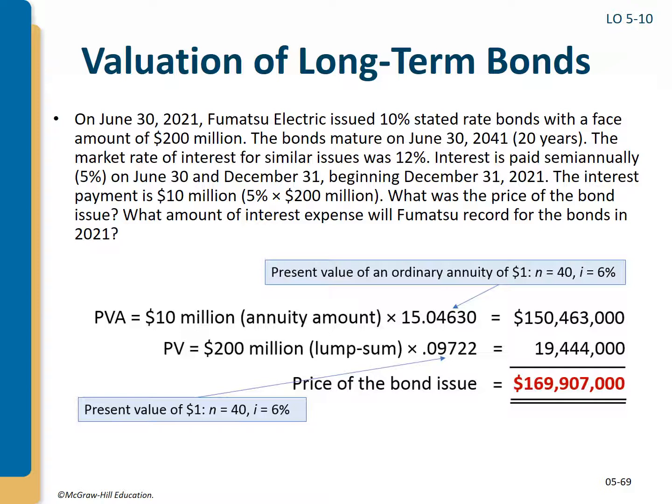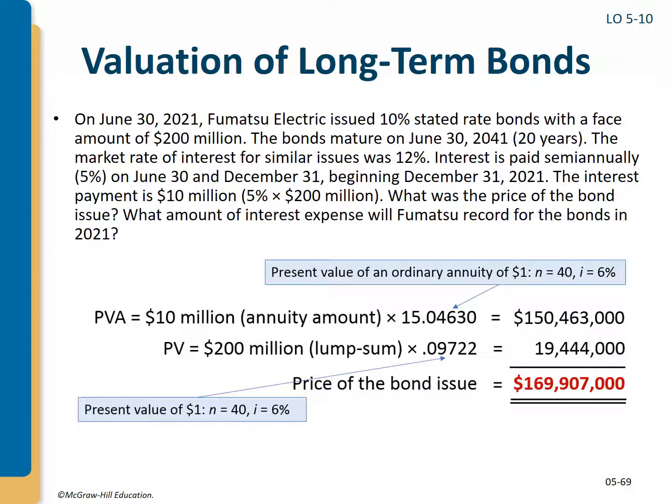The other component of the bond is that one-time payment at the end of its life, $200 million. That's the future value. We want to know what's that worth today? What's somebody willing to pay today to get $200 million? We use the same N and the same I as we use to calculate the present value of the interest. But we don't use the same table because it's only a present value of one amount. 200 million in the future, what's it worth today? So we're going to go to our 6% column on table 2, go down 40, and our factor is 0.09722. Multiply that by 200 million.